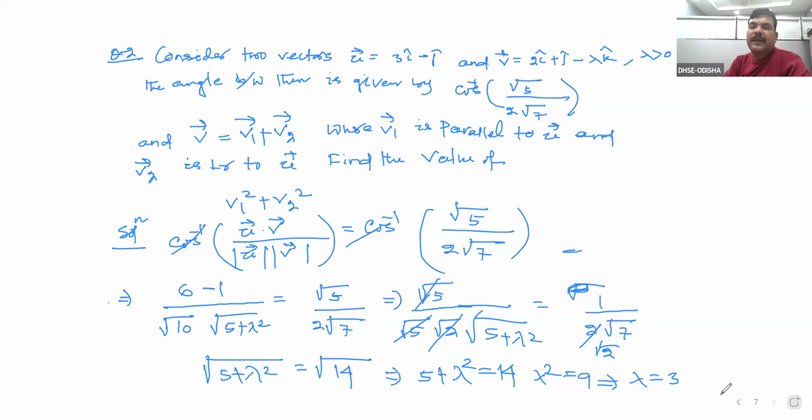So V is equal to 2i cap plus j cap minus lambda k cap, and lambda is 3. So V is equal to 2i cap plus j cap minus 3k cap.